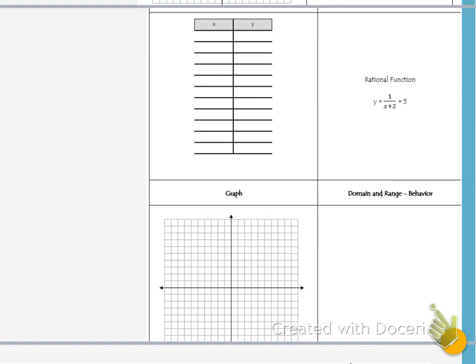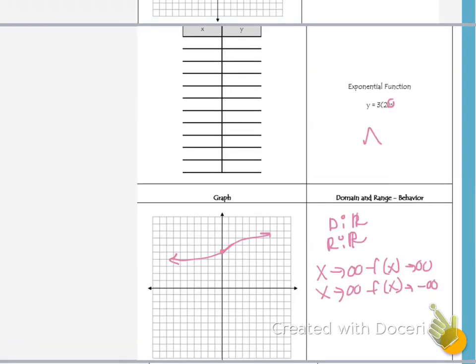Okay, my next one. Well, I'm sorry, this was actually the equation for y equals the cube root of x plus 5. Now I'm going to erase this and do the actual problem, so that was my fault.